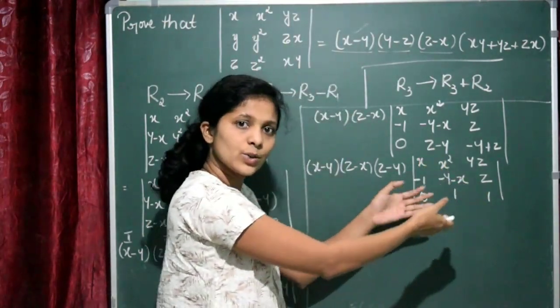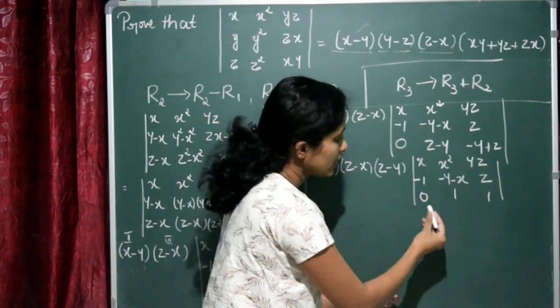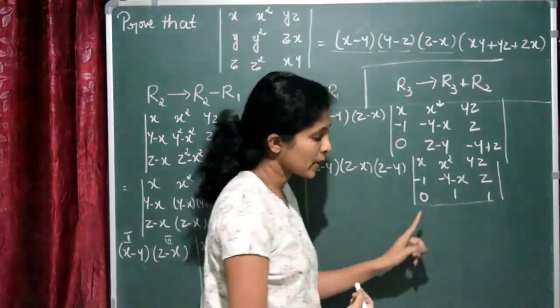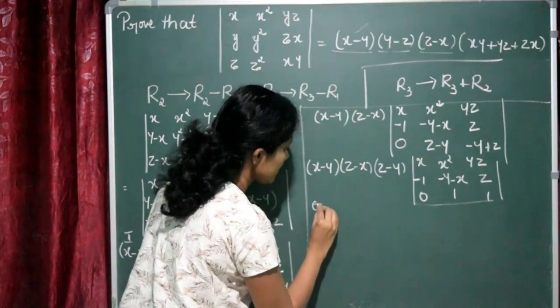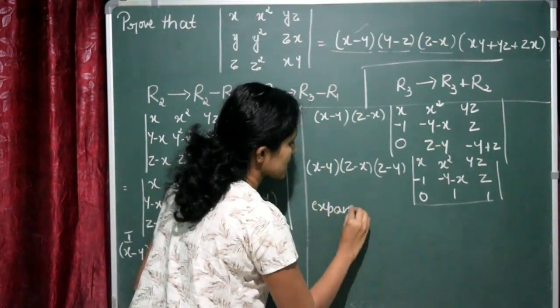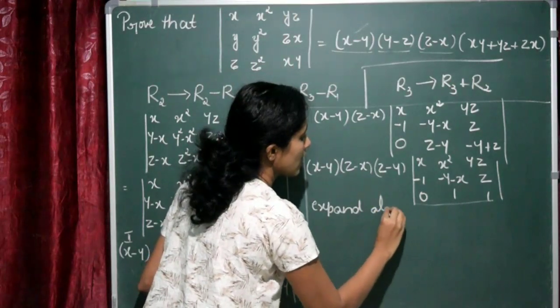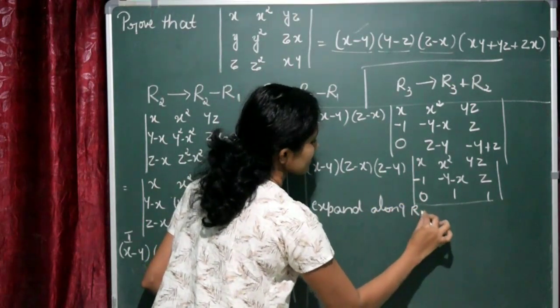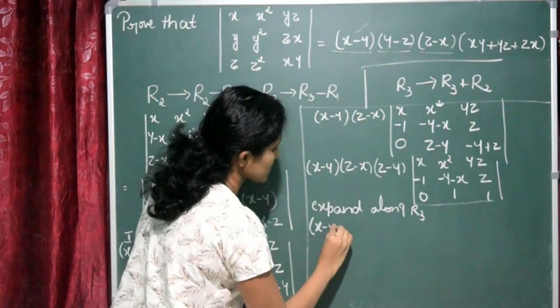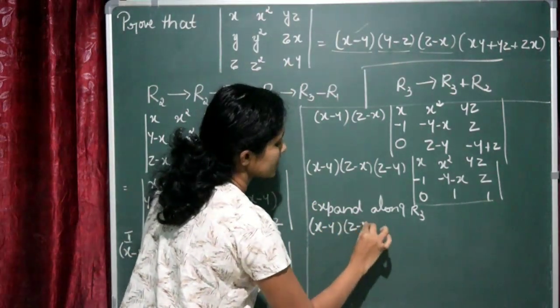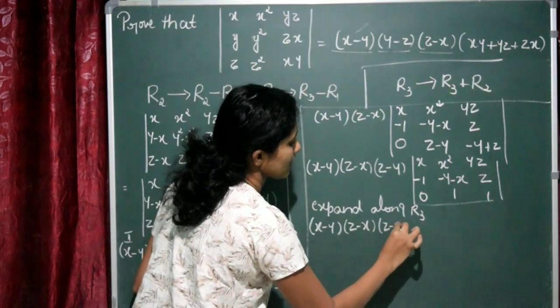So next what we can do, just we'll expand this one. We'll expand along the last row, because here 0, 1, 1 is there. It will be easy, right? So now I'll write this one, expand along R3, last row. This is now x minus 1. This will be now z minus x, and this is z minus 1.